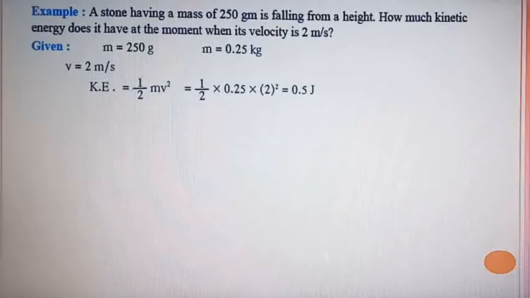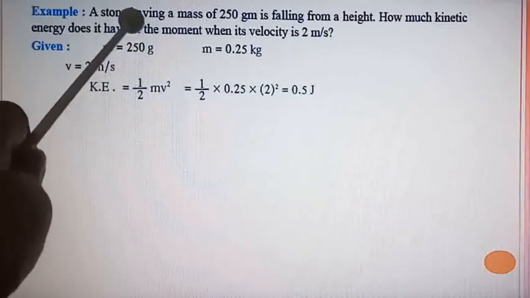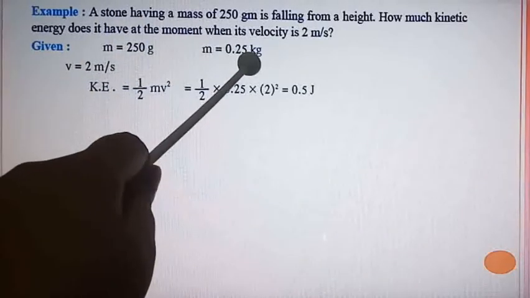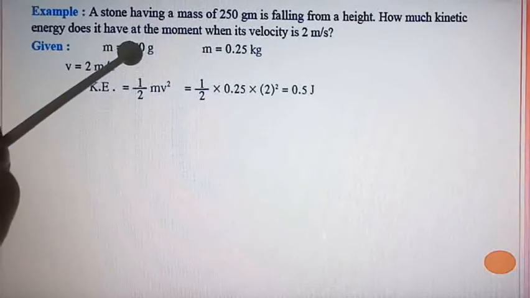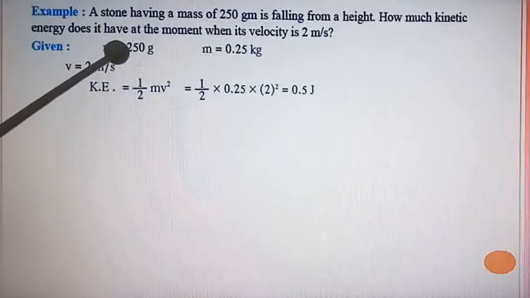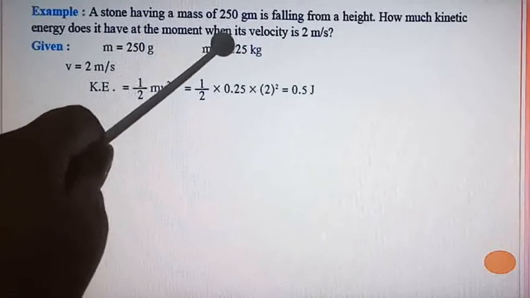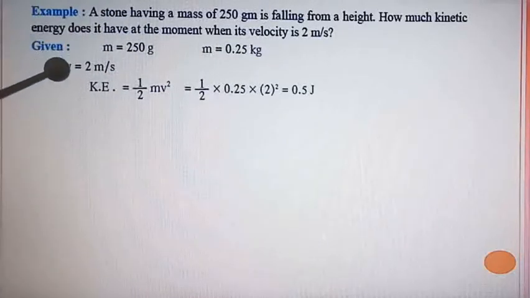Now it depends on you whether you have to convert them in CGS system or in MKS system. But basically we refer to the MKS or the SI system only. So this grams, which is in CGS system, is converted into kg. 1 kg is 1000 grams. So 250 grams divided by 1000 is 0.25 kg. Velocity is given as 2 meter per second.